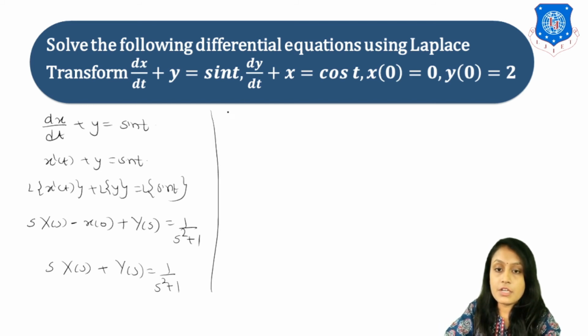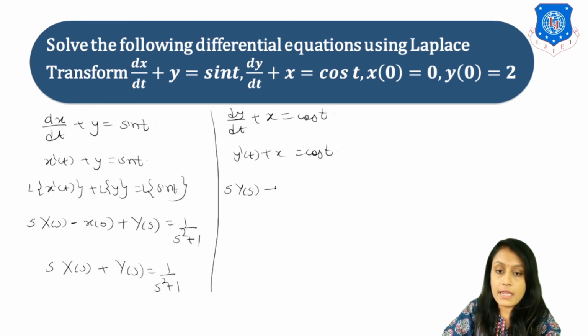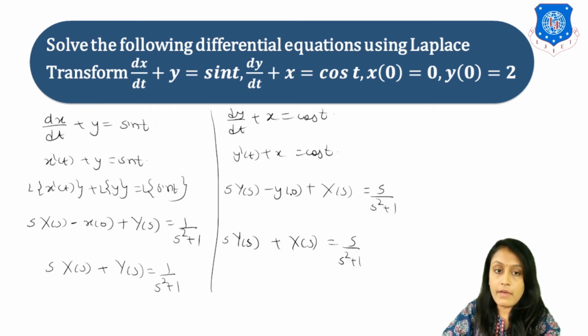Now we have another equation, dy/dt plus x is equal to cos t. So this is y'(t) plus x is equal to cos t, right? Apply the Laplace transform. So what you will get here? sY(s) minus y(0) plus Laplace transform of x, which gives X(s), is equal to Laplace transform of cos t, that is s upon s square plus 1. Now we know that y(0) is 2, so substitute. So sY(s) plus X(s) is equal to s upon s square plus 1 plus 2.